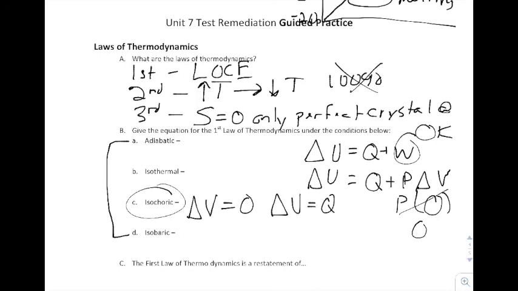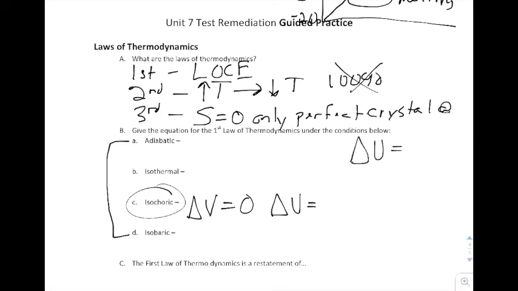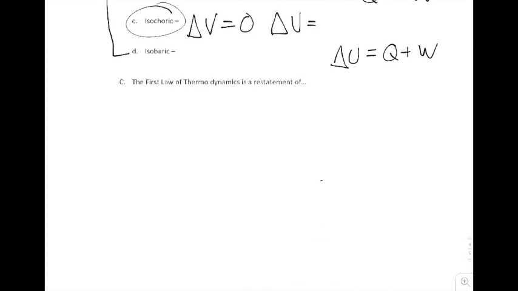Now, for the rest of these, you should be able to figure out that adiabatic is this, isothermal is this, isochoric we already covered, and isobaric is this. It says the first law of thermodynamics is a restatement of the law of conservation of energy.